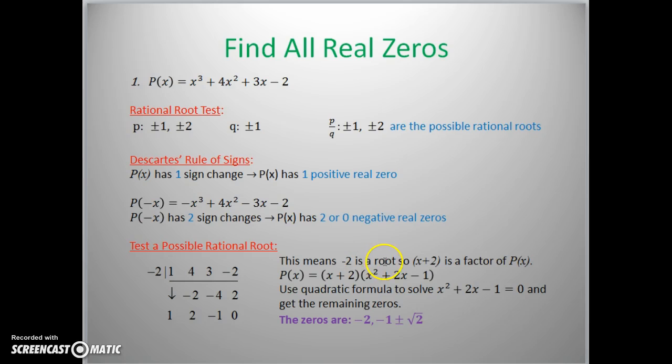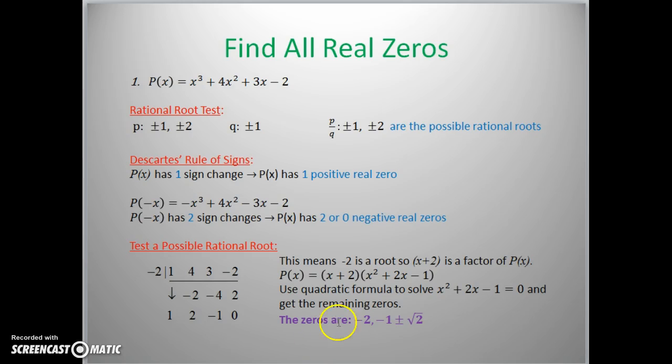Now, if negative 2 is a root or 0, that means x plus 2 is a factor of p of x. And I can now factor p of x, or begin to factor p of x, by x plus 2, and then I use the coefficients that I get from dividing synthetically to get my quotient polynomial here, x squared plus 2x minus 1. Now, if that trinomial that I obtained was factorable, I would go ahead and factor it further. However, it's not factorable, so if I want to find the remaining zeros, I'm going to set this polynomial equal to 0 and solve it using the quadratic formula.